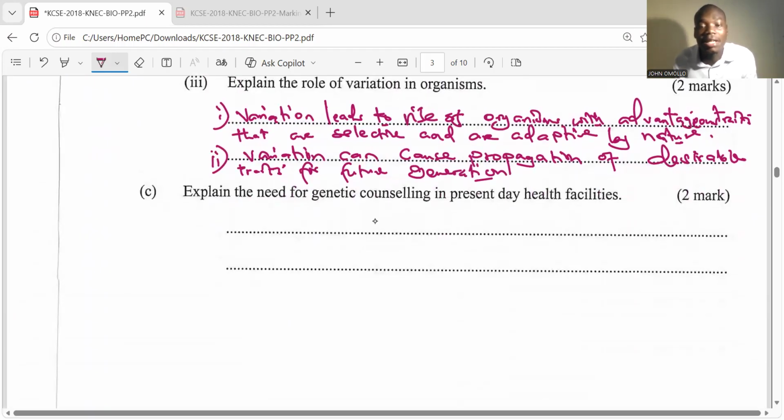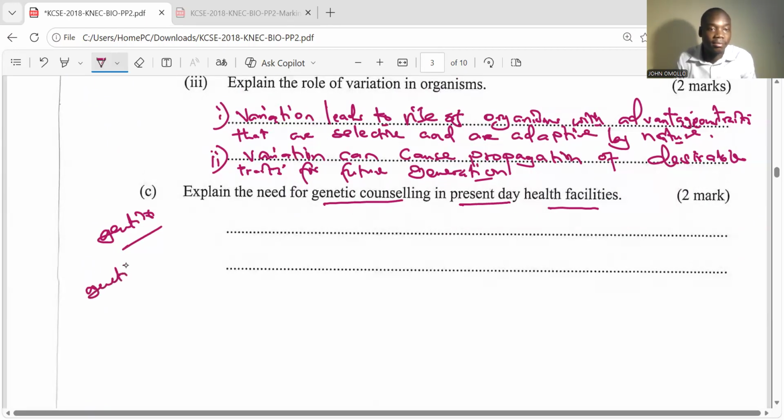Explain the need for genetic counseling in the present day health facilities. Very nice. Genetic counseling, genetics. So those who do genetic counseling are called genetic counselors, or they can be geneticists. Are you getting that? So what is their role?